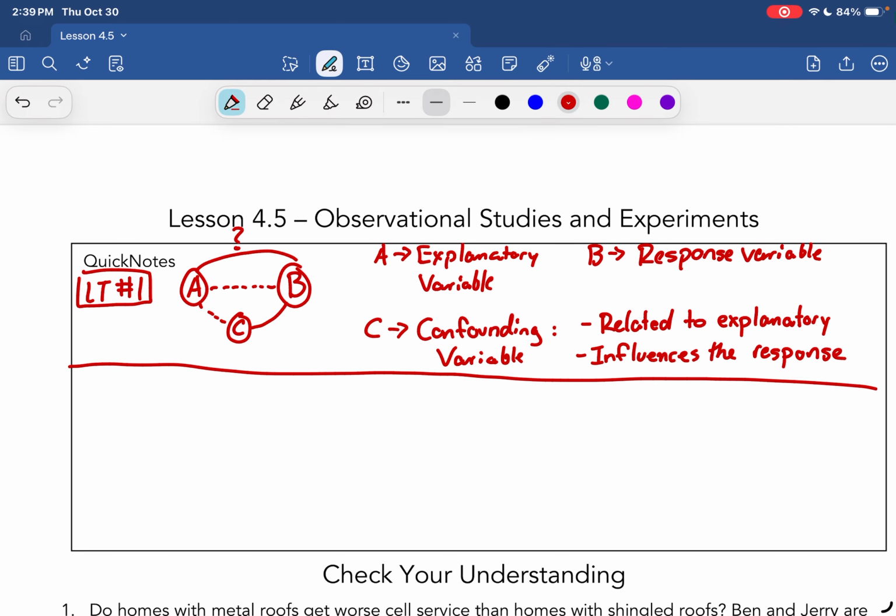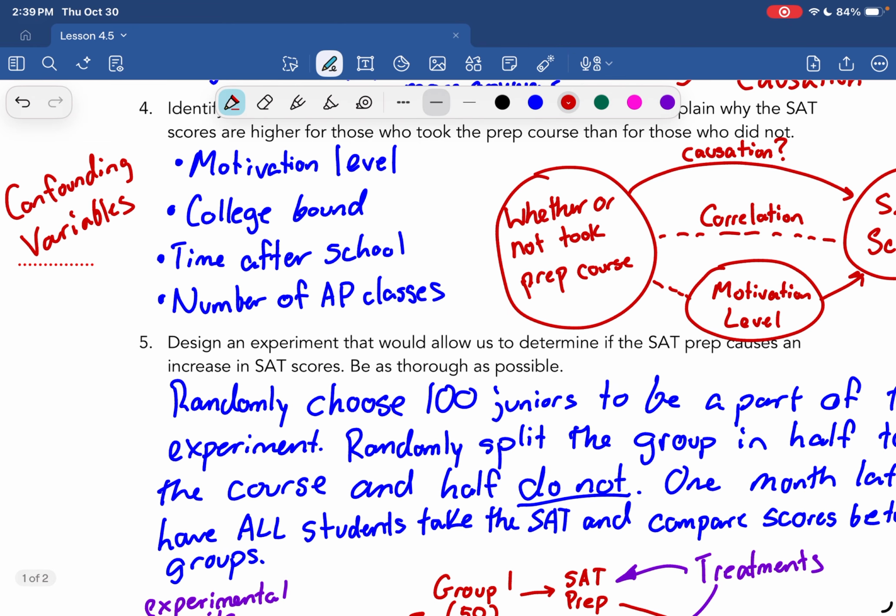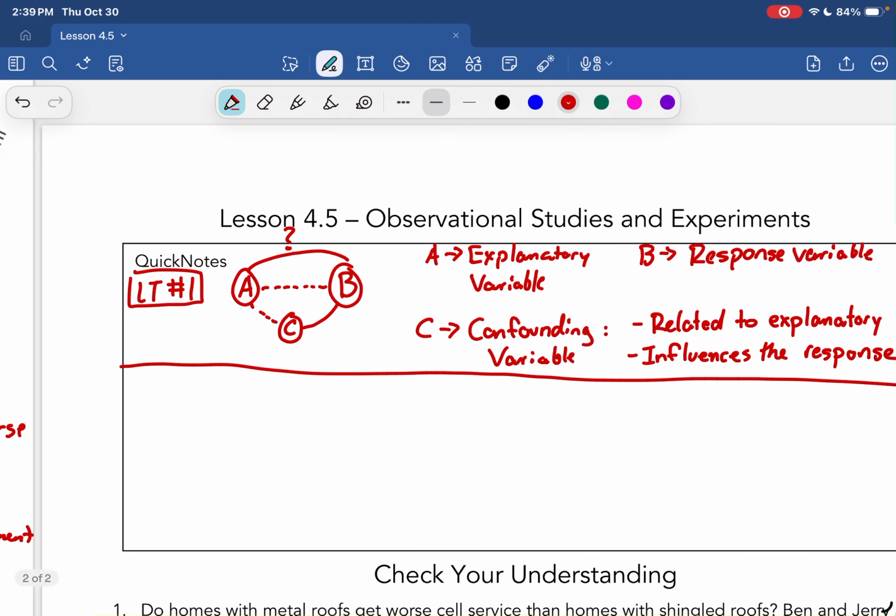We couldn't conclude taking the prep course was the sole reason the SAT scores increased, because there were other things, like you guys put number of AP classes. What else did we put? Our motivation level, time after school. There's tons of other things there.